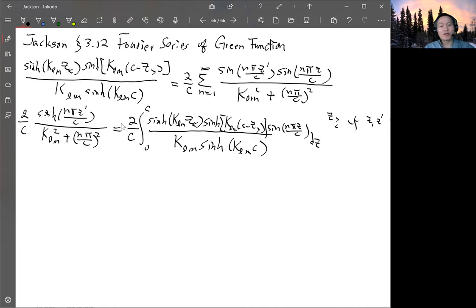There's a 2 over c on both sides, we can cancel that factor, and then the denominator is actually a constant, and you can multiply to the other side. And we can simplify the notation when we check the integration. Instead of writing that many things, we can just define k as k_lm, and then alpha is defined as n pi over c. In fact, whatever the value of k_lm doesn't matter, as long as it's a constant, but alpha is important because sine alpha c must be zero, since alpha times c is just n pi, so sine n pi is zero. So we simplify by changing the notation.